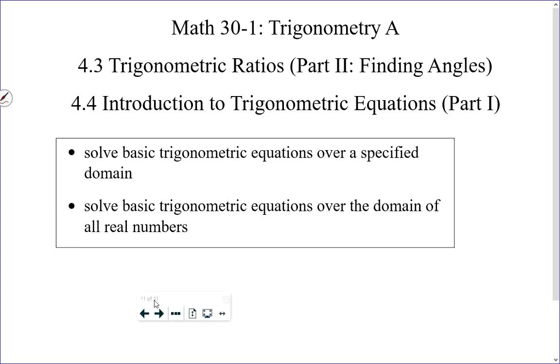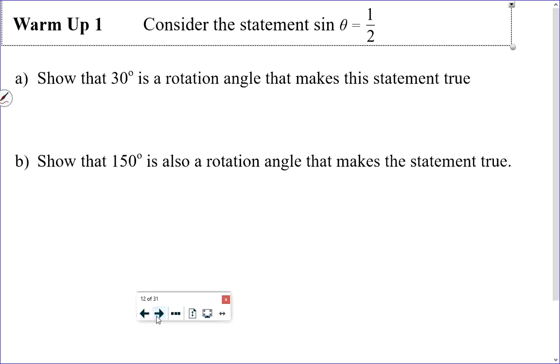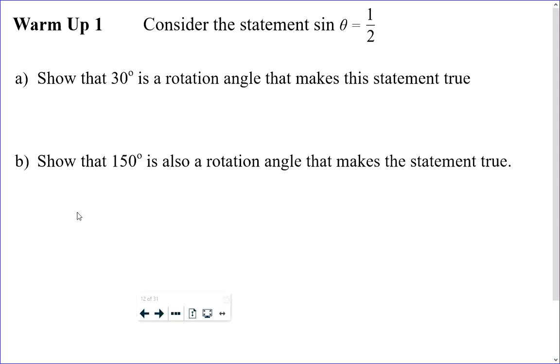So we start off with a warm-up with a very basic idea, and this is also from 20-1. This should conjure up memories from 20-1. Consider the statement sine of theta equals 1/2. Show that 30 degrees is a rotation angle that makes that true. You could just take your calculator. Let's try this. Put your calculator in degree mode and take sine of 30 degrees.